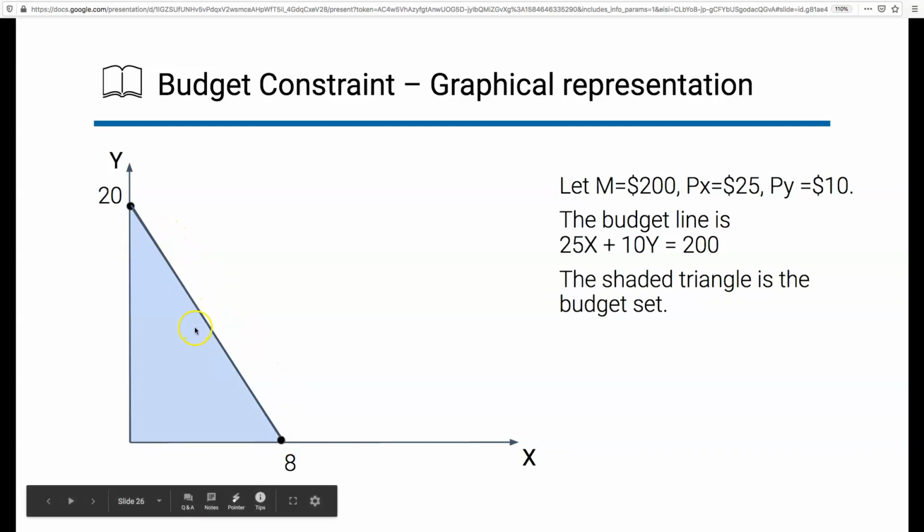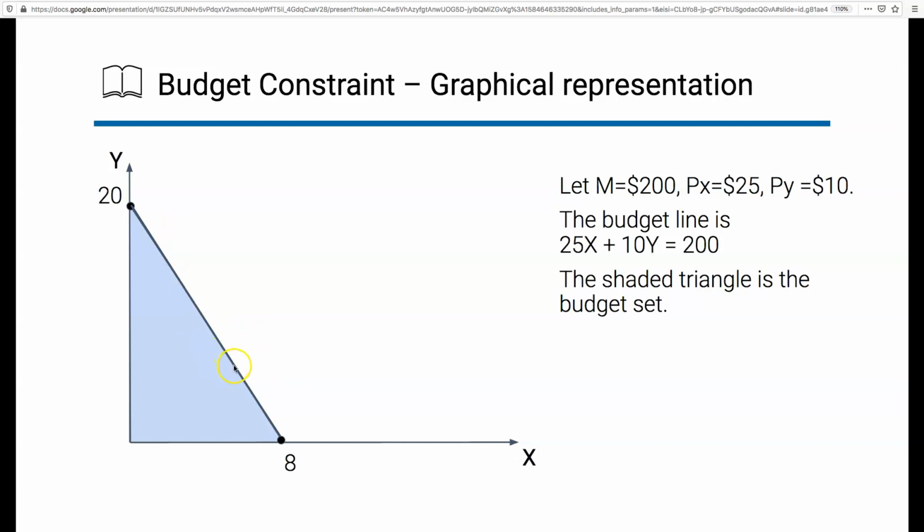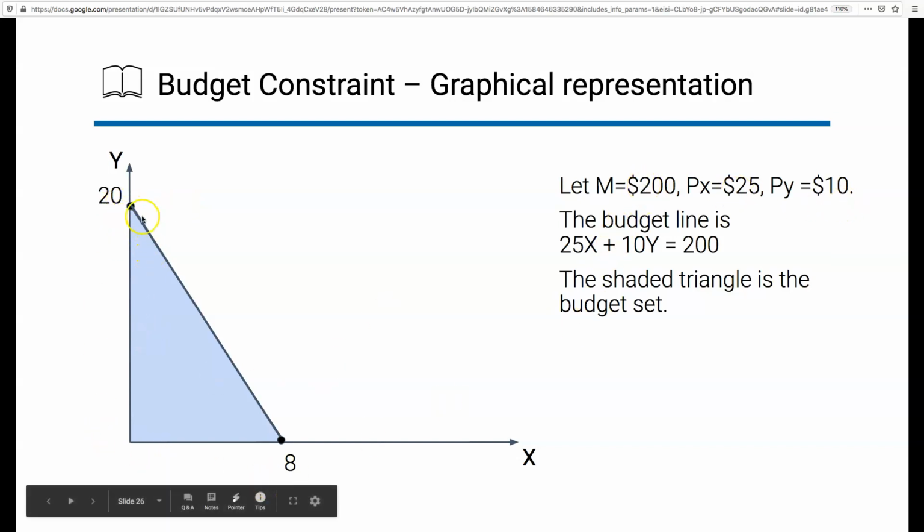Bundles exactly on the budget line cost exactly $200. Bundles inside the blue triangle cost less than $200 and thus are still feasible. Technically, you can get any bundle inside the triangle and there will be some money left. Bundles outside the triangle cost more than $200 and you cannot afford them. They're infeasible. So the feasibility constraint here is, given the amount of money and the price of two goods, you'll get a particular triangle, the budget set, within which you can make decisions.